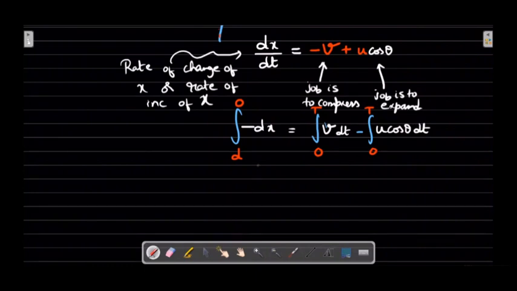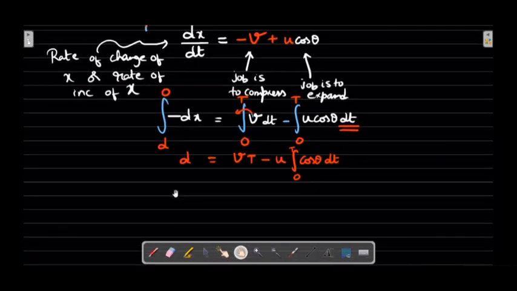Now the left hand side is d itself because there is a minus sign. On the right, because v is a constant, it comes out and you would get vt, no issue with that. Minus u comes out, but cos theta can't be integrated over dt. Remember, this is dt. Had it been d theta, I would have done something about it. So this one stays there. The problem is this is an unknown quantity. So we can't go further.